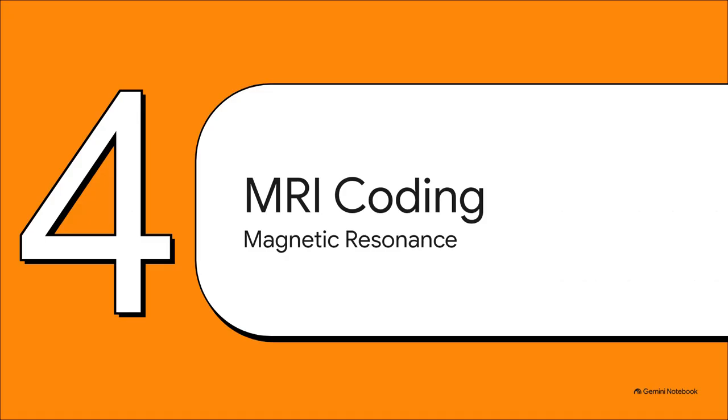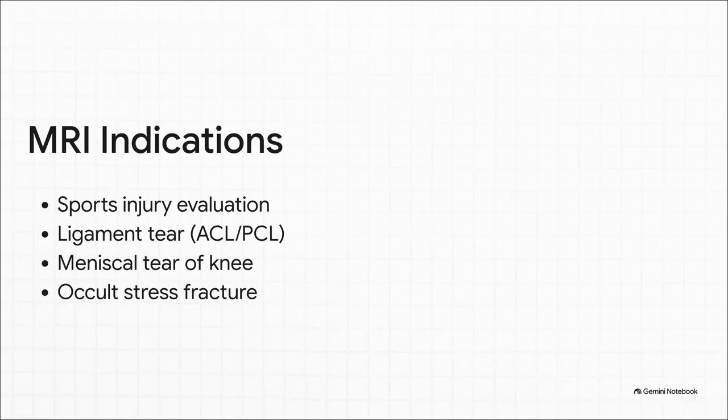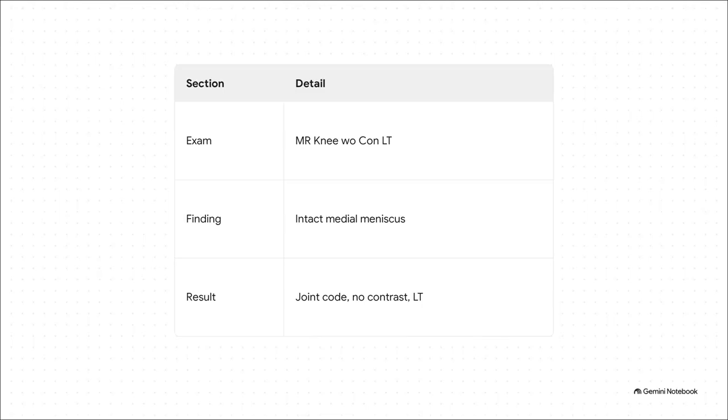Let's keep the momentum going with Section 4, Magnetic Resonance Imaging, or MRI. When you're coding MRIs of the extremities, your very first step is figuring out if you're using a joint or non-joint code. The clinical indications are usually a dead giveaway for this. Providers tend to order joint MRIs mainly for sports injury evaluations, ligamentous disruptions, think ACL or PCL tears, meniscal tears, and occult stress fractures that the standard X-rays completely missed. Basically, if the focus is on the joint space and its supporting soft tissue, you're firmly in the joint code family. So how does this look in practice?